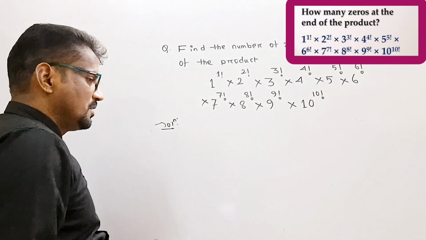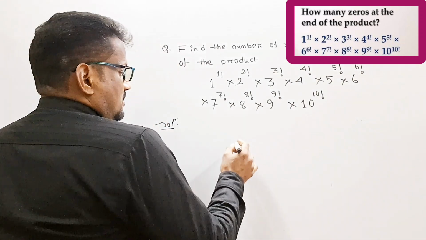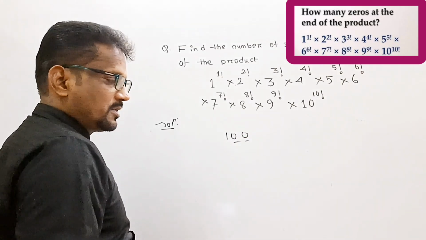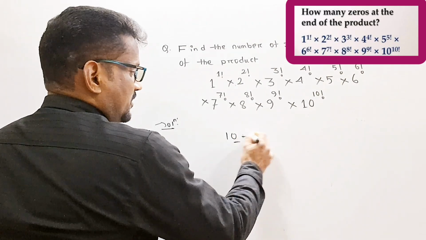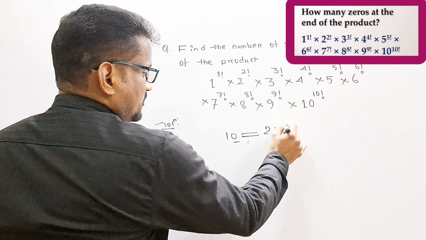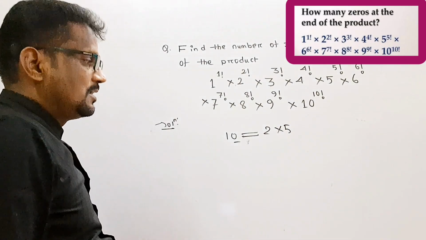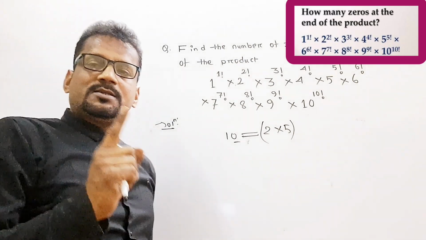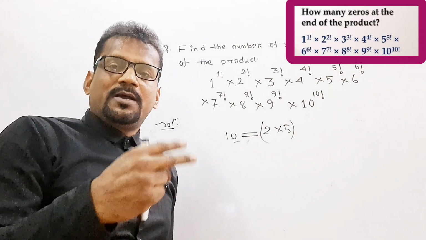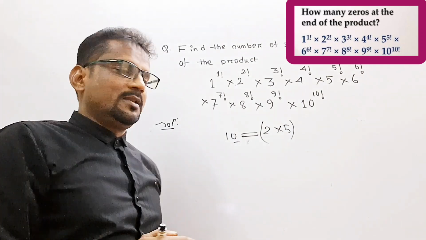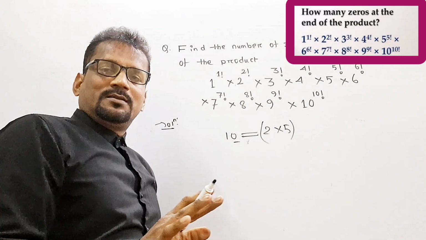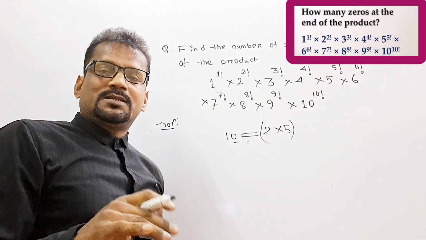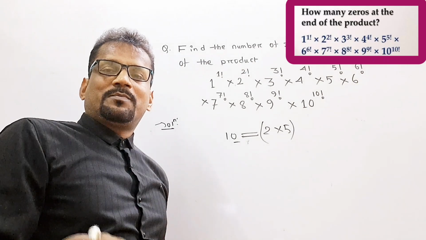For this, in any number, suppose you take 100, how many zeros are there? 2 zeros are there. Say there is 1 zero. So 10 is nothing but the product of 2 into 5. That means if you get one pair of 2 and 5, 1 zero will be there. Two pairs of 2 and 5, 2 zeros will be there. So in this way, the number of zeros will be calculated by counting the number of pairs of 2 and 5.